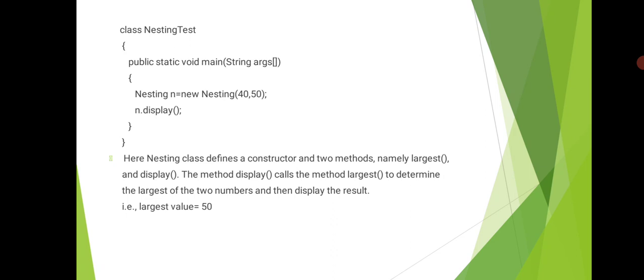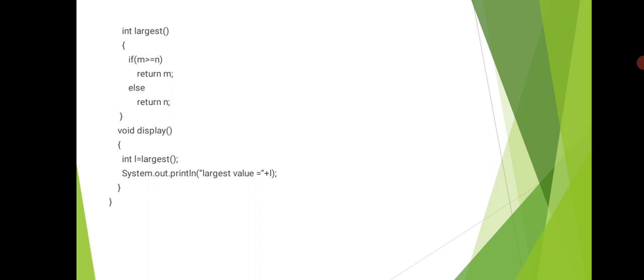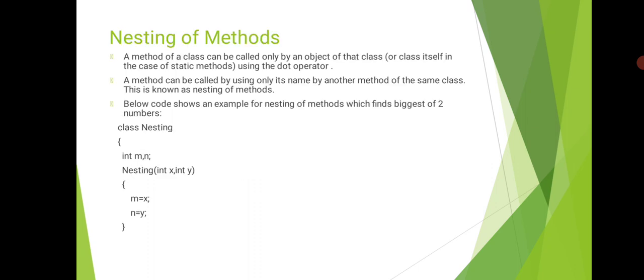So when you are creating an object, then that constructor is invoked or called. When you are creating or instantiating an object, the constructor is invoked, and the values, that is 40 and 50, are assigned to the instance variables m and n.